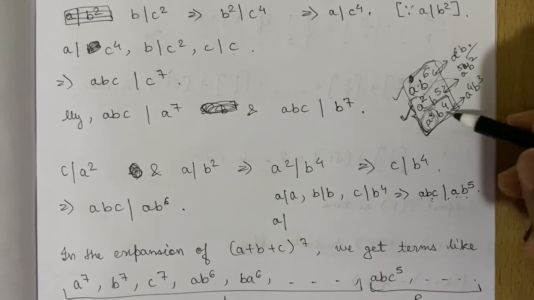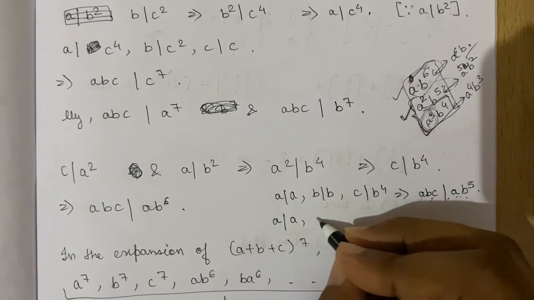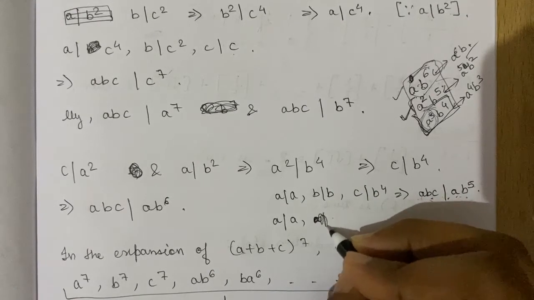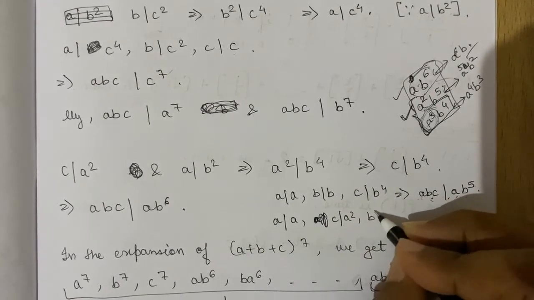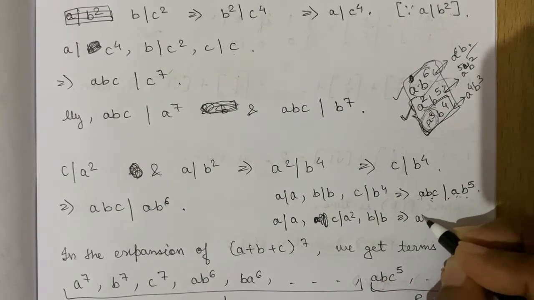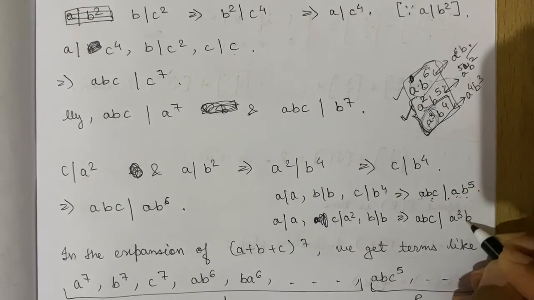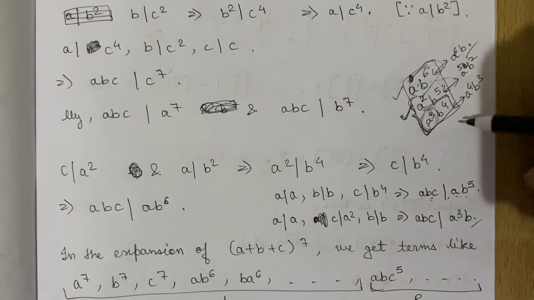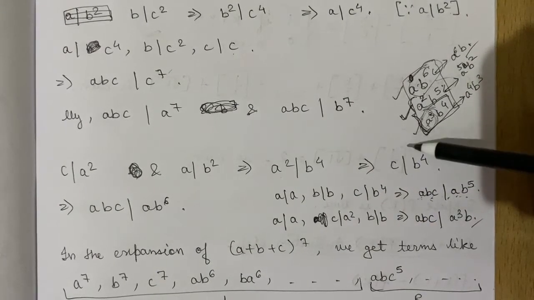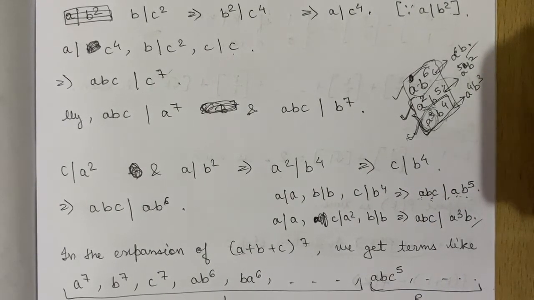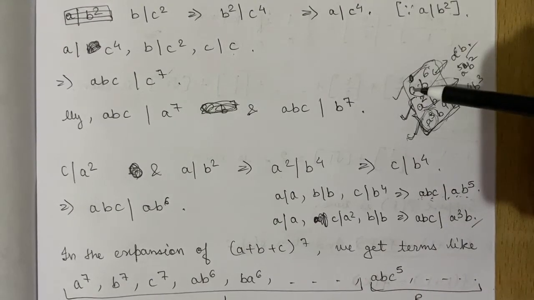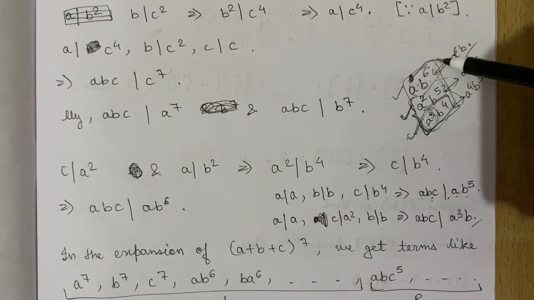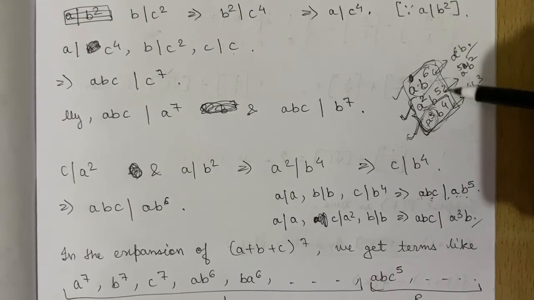So for a term like A cube B to the power 4, A divides A, C divides A square, and B divides B. So ABC divides A cube B. So this shows that ABC divides A cube B to the power 4, a term like this. So finally we have proved that all of the terms, even if they don't contain all the three of A, B, C, still they are divisible by ABC.